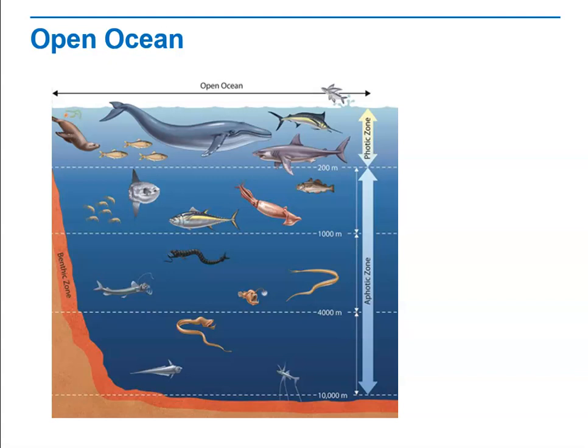Food webs here are based either on organisms that fall from the photic zone above or on chemosynthetic organisms. Chemosynthetic organisms are organisms that synthesize their own food like photosynthetic organisms, except they do not use light. They do it entirely using chemicals that can be accessed in the aphotic zone.